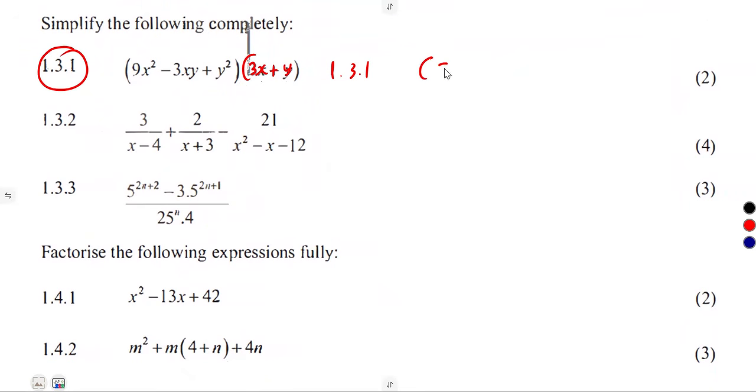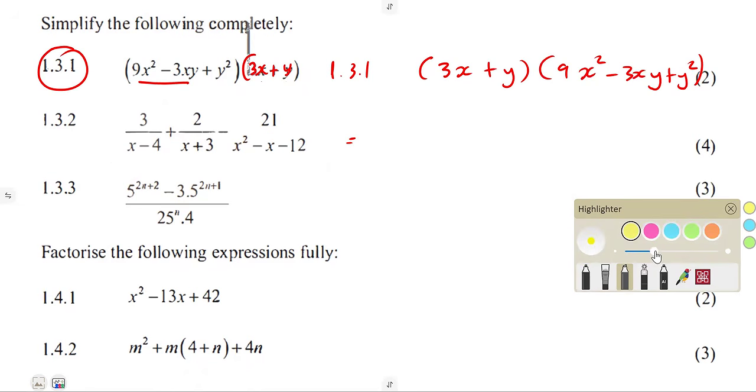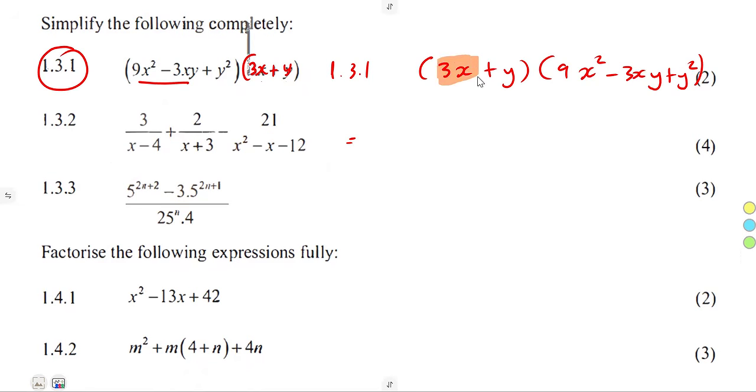All right, so here I'm going to start with 3x plus y, which is multiplying this bracket: 9x squared minus 3xy plus y squared. So this is what we have. In our expansion, we understand that the first bracket is going to multiply everything in the second bracket. So the terms that we are given here, the 3x and the plus y, are going to affect everything in the second bracket.